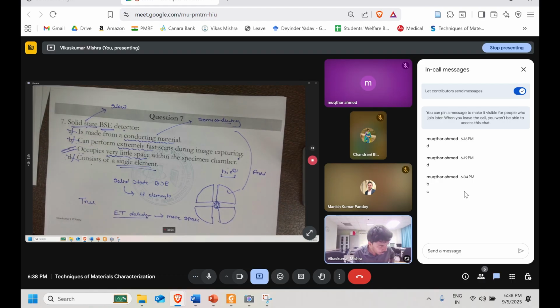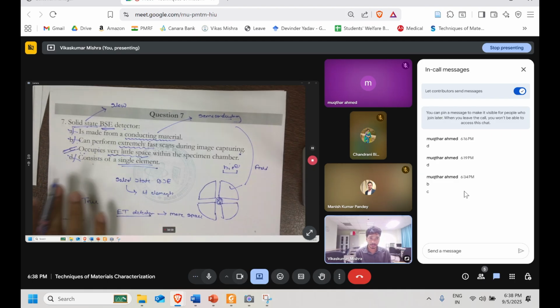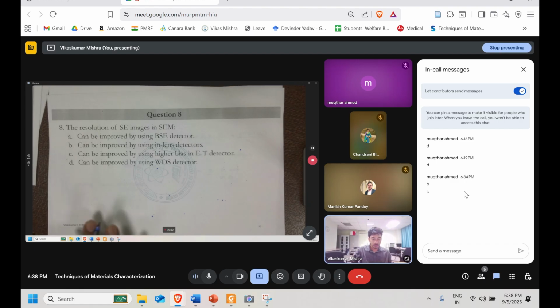Okay, so this is how it works regarding the solid state BSC detector. If any doubt, let me know. If not, let's move to the next question.